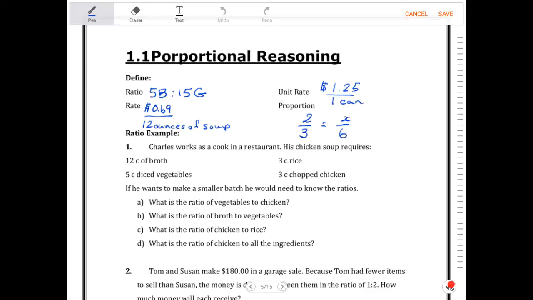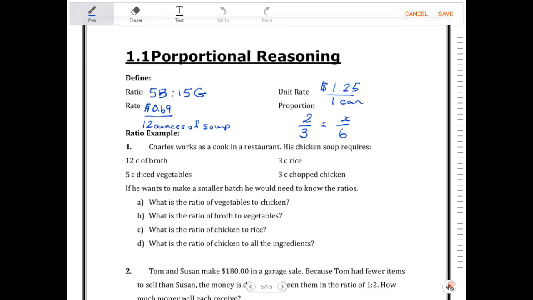If you come down now, a rate. A rate is simply when you say you're comparing 2 units. So for example, let's say you go to the store and it was 69 cents for 12 ounces of soup. Okay, that's a rate. It's telling you how much you pay for how much you get, essentially. That's a rate.